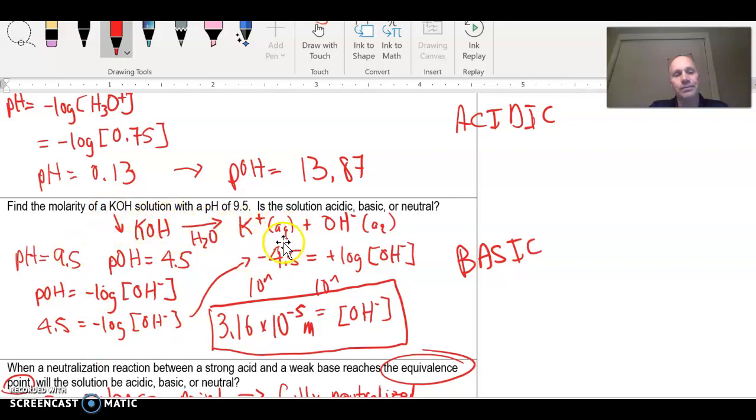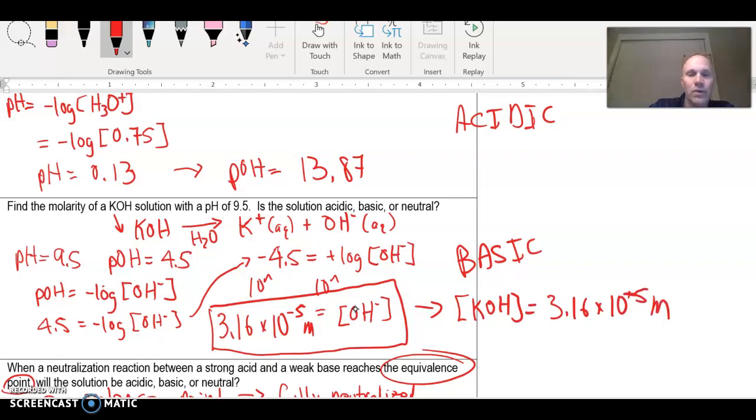The molarity of the KOH is going to be the same thing as the molarity of the OH minus. Since that's the molarity, we could say that the molarity of the KOH is going to equal the same thing. I'll go over how we calculated that in just a second.